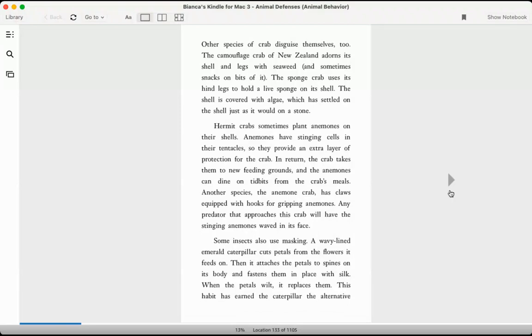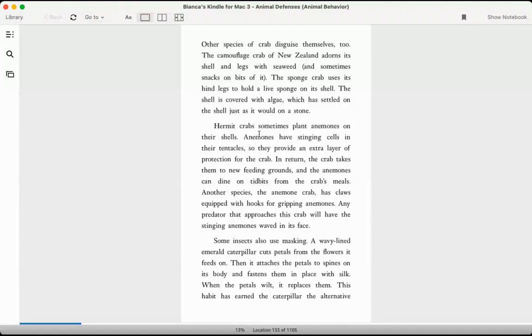Other species of crab disguise themselves too. The camouflage crab of New Zealand adorns its shell and its legs with seaweed and sometimes snacks on bits of it. The sponge crab uses its hind legs to hold a live sponge on its shell. The shell is covered with algae, which has settled on the shell just as it would on stone.